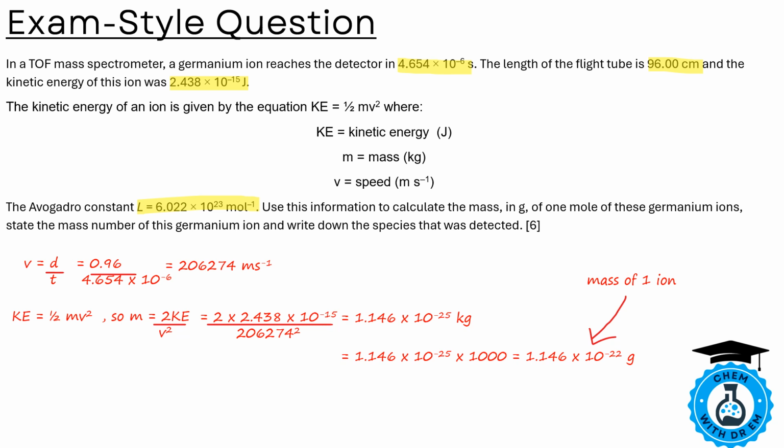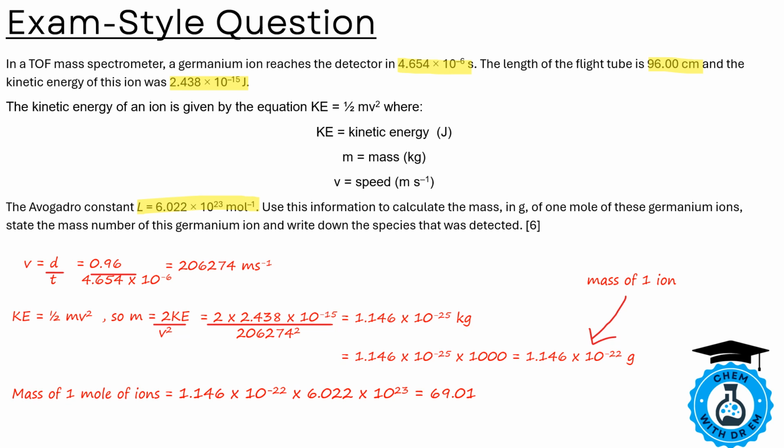And they've given us Avogadro's number. So we need to use that in the question. So we want the mass of 1 mole of ions. And this time we're going to take the mass of one ion, multiply it by the number of ions in 1 mole, by Avogadro's number, and we end up with a value of 69.01. Now, if we were quoting this as a relative atomic mass, we'd go to 1 decimal place, but I'm just showing it to you to 2 decimal places to show the rounding.